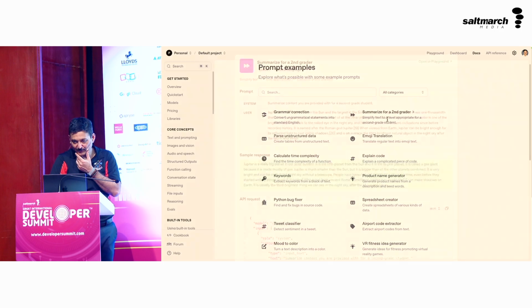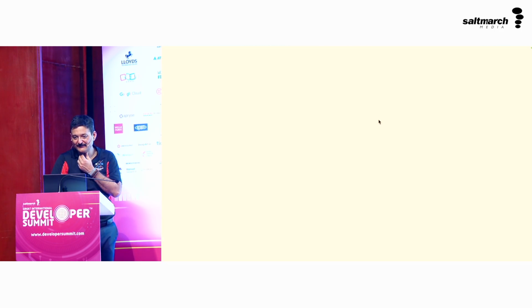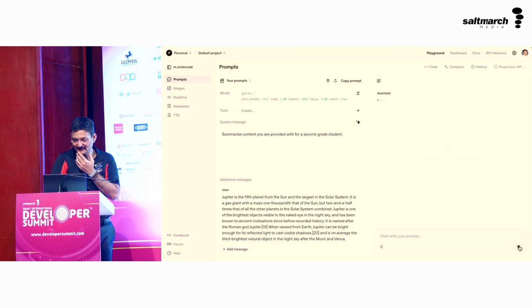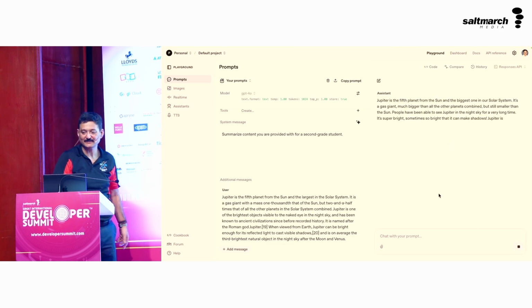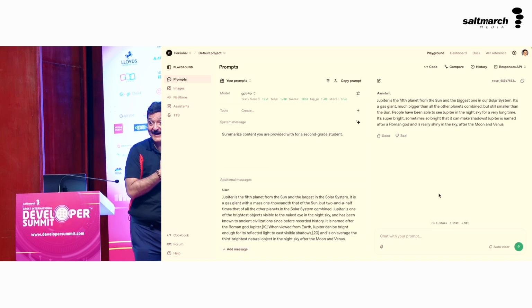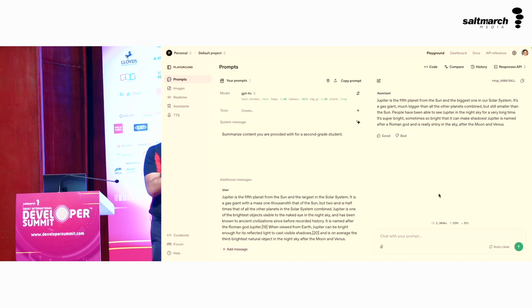Now, summarize for second grader. Now, this is something which I'm learning to do. Okay. So Rohit, why are you saying that you are doing this thing? The reason I say that, this is what I'm being told I need to improve on. I'm a director, I'm a CTO working with CIOs. I need to explain my concept as a second grader.